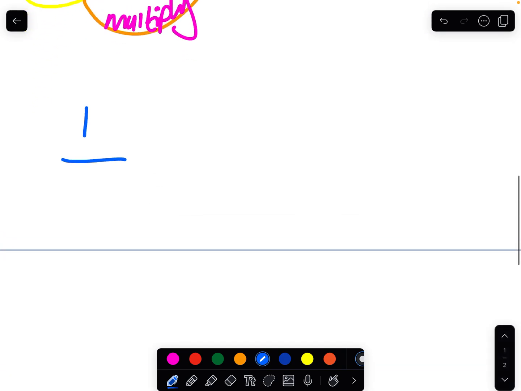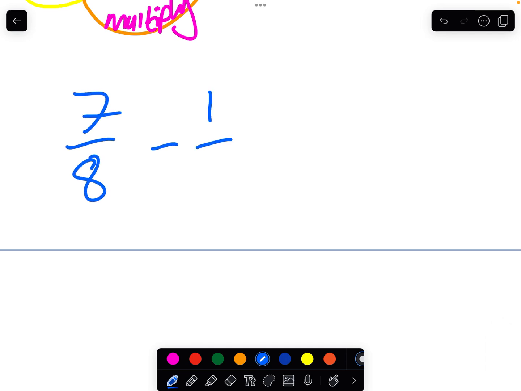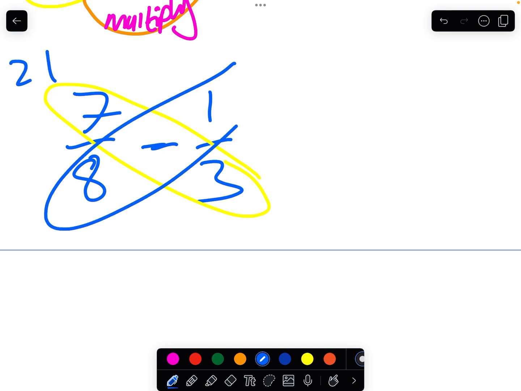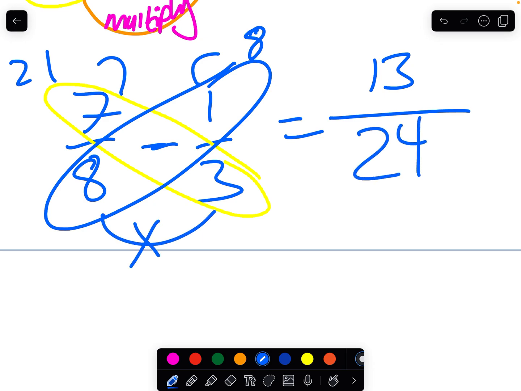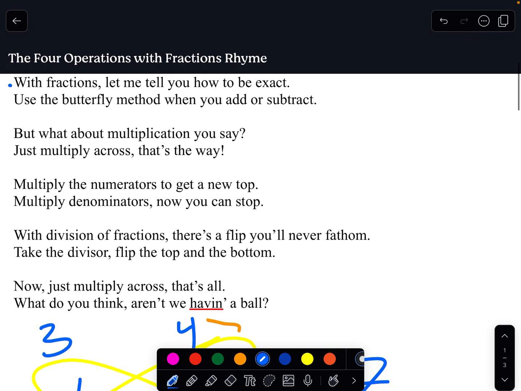Now let's pretend we're subtracting. Just a quick reminder, 7/8 minus 1/3, let's just say. We basically do the same thing. 7 times 3, that's 21. 8 times 1, that's 8. 21 minus 8, that's 13. There's our numerator. And then, let me put those little antennas in this time, 8 times 3, that's 24. Our answer is 13/24.